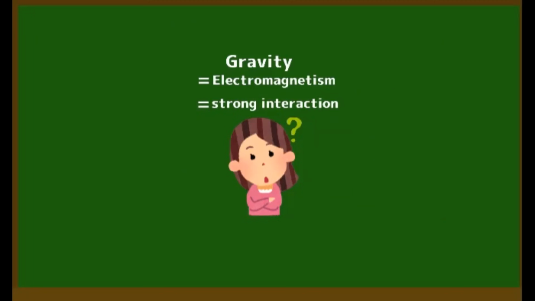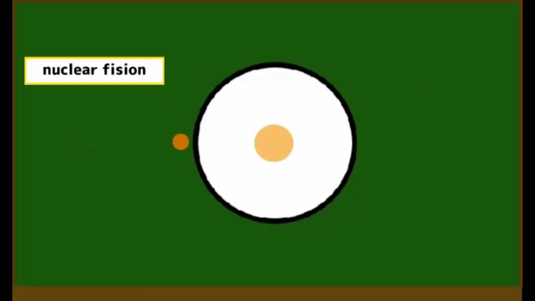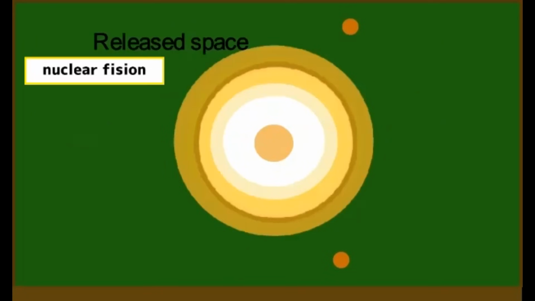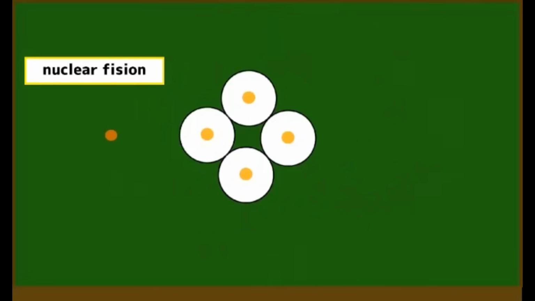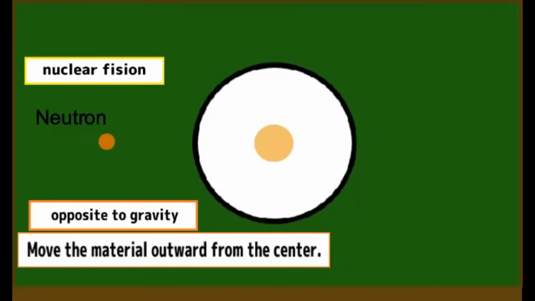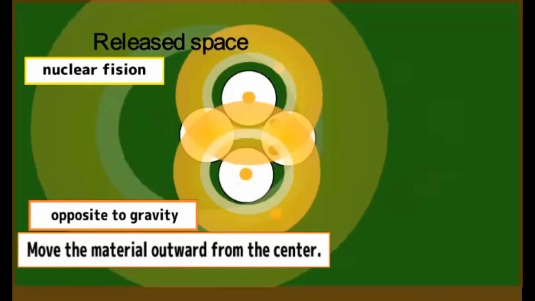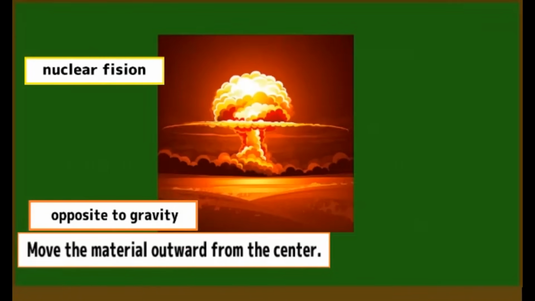Now, I'll explain nuclear fusion and nuclear fission. Celestial bodies create force fields due to the differences in spatial density that occur when space is contracted. Conversely, when space is released, a force field can also be created through differences in spatial density. This is exactly what happens in nuclear fusion and fission, where the contracted space within the atomic nucleus is released to create a force field. So, nuclear fusion and fission are the opposites of gravity.